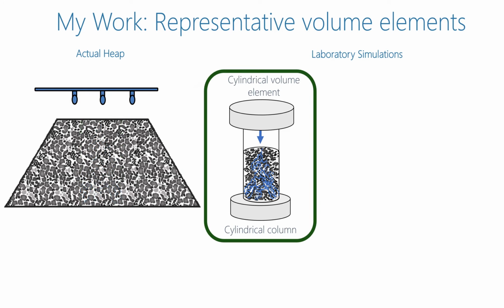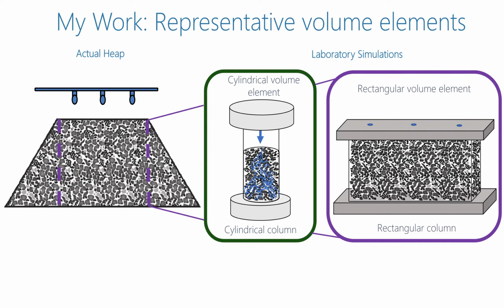It is also possible to take a larger volume element such as a rectangular column, and irrigation of this column would then produce more complex flow patterns as you would get if your heap was irrigated under multiple drip irrigation point sources.